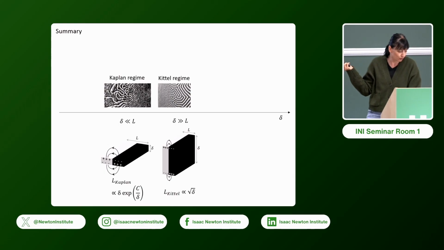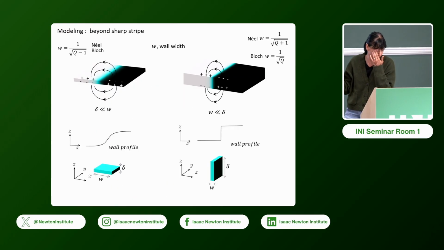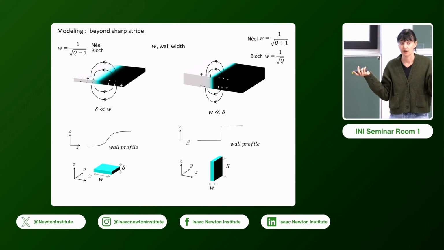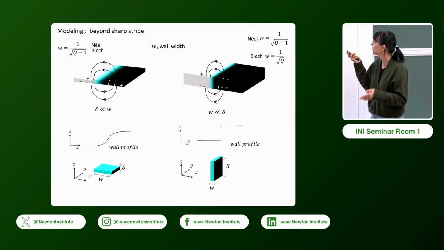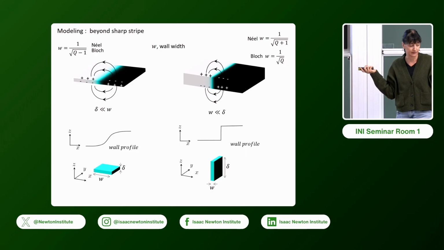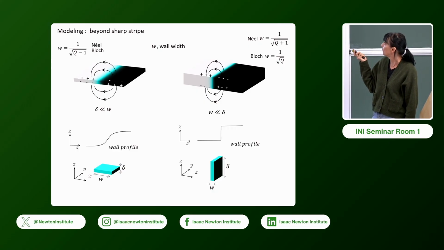So things are already not so simple, but it turns out that there is yet another regime. And where does this regime come from? Well, there are these sharp stripes that I was talking about, but it's not always the case. So we have to go beyond this approximation, and for that we have to look at another important characteristic, which is the width of the domain wall. This width, that I call W, has a different expression depending on whether your film is thin or thick.